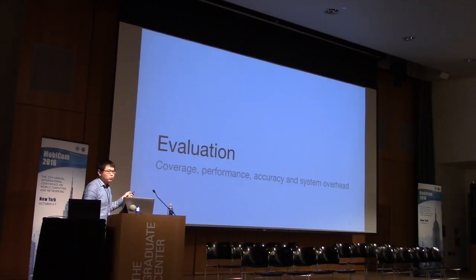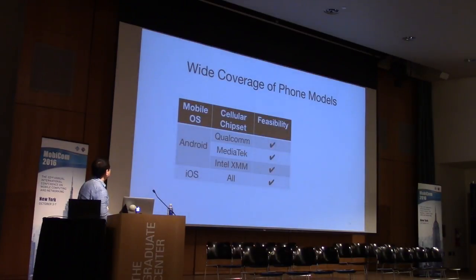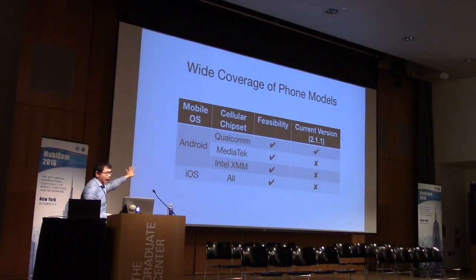Now let's quickly summarize the evaluation of MobileInsight. We evaluate it on four aspects: coverage, performance, accuracy, and system overhead. MobileInsight has covered a wide range of technology models. We have validated that MobileInsight can support mobile OSes including Android and iOS, and Qualcomm chipsets, MediaTek chipsets, and Intel XMM chipset series. For detailed verification, you can check our paper. In our current public version, we support Android phones with Qualcomm chipsets. In the next few months, we will release an iOS version and support for other hardware chipsets.